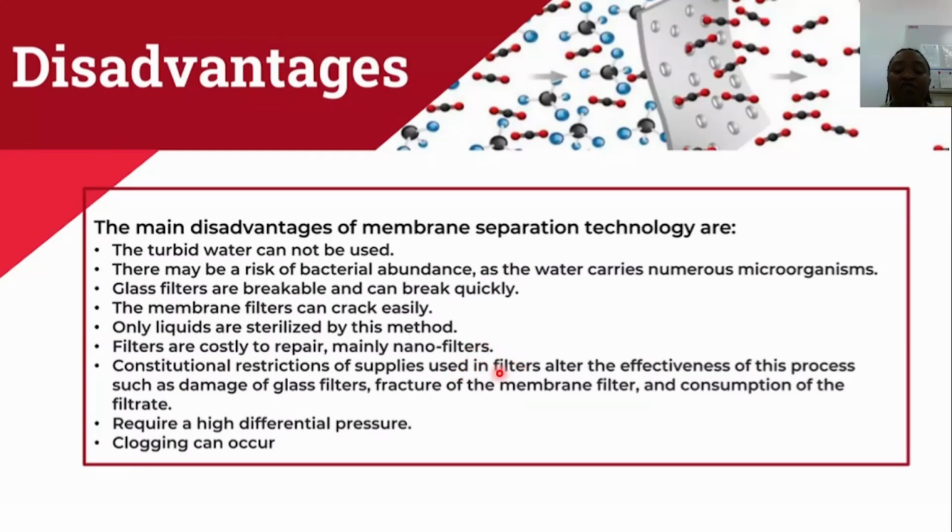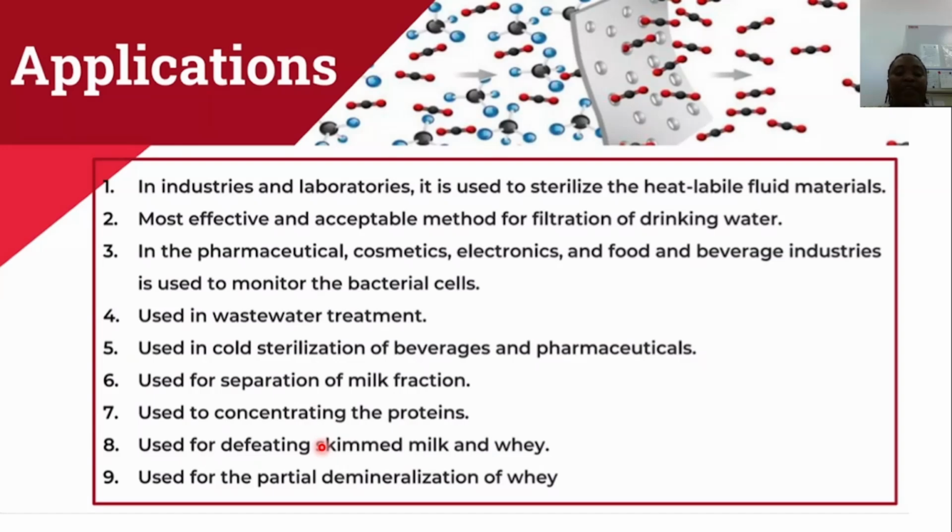Constitutional restrictions of supplies used in filters may alter the effectiveness of this process, such as the damage of glass filters, fractured membrane filters, and consumption of the filtrate. It also requires pressure. Remember, we were talking about applying pressure. They require quite a high differential pressure to achieve this. Also, clogging can occur, which would mean you need to dismantle the membrane, clean it up, or even replace it.